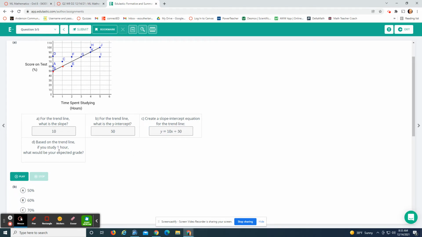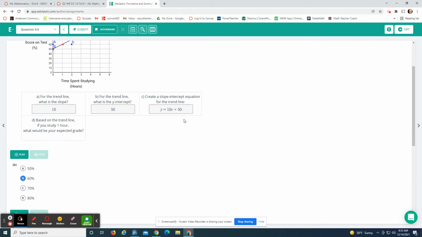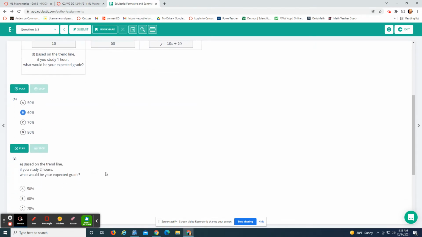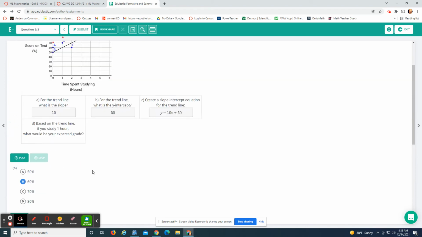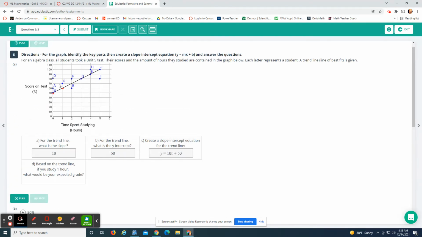And it says, based on the trend line, if you study 1 hour, what would you expect your grade to be? 1 hour, go straight up, 60. You can also plug in 1 for x. You get 10 times 1 is 10, plus 50 is 60. So that's 2 ways to find that. And then part C says, based on the trend line, if you studied 2 hours, what would you expect your grade to be? Well, go to 2, go straight up, 70.